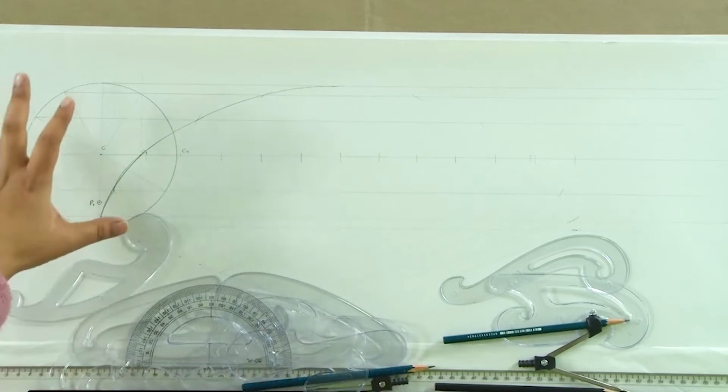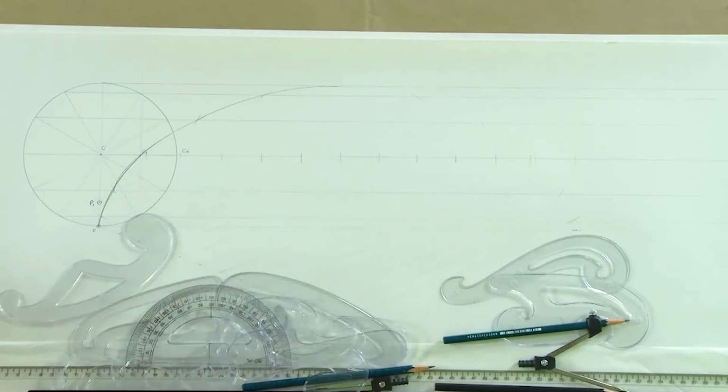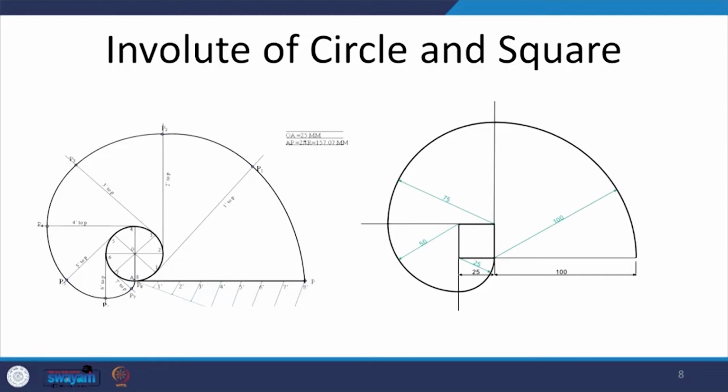So, this is the process to draw cycloids. We will now move on to the next curve, which is the involute. So, what is an involute? Involute is actually the path which is traced when a thread which is wound on a circle or any other shape is opened gradually in such a manner that the thread remains in tension.